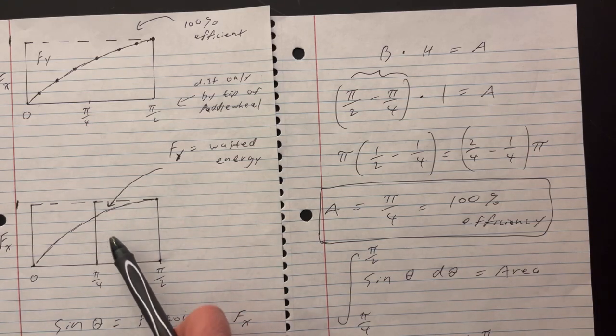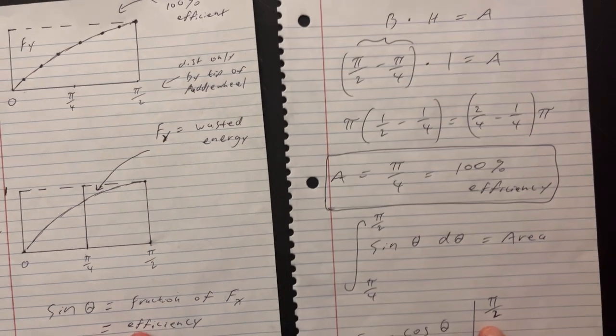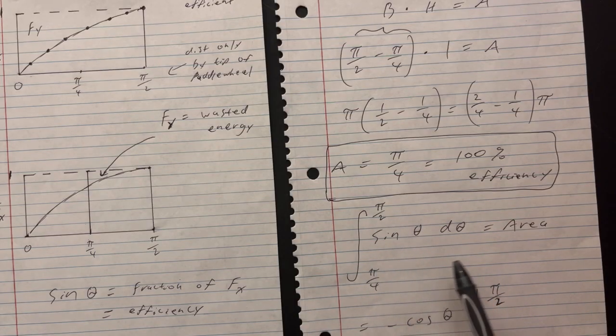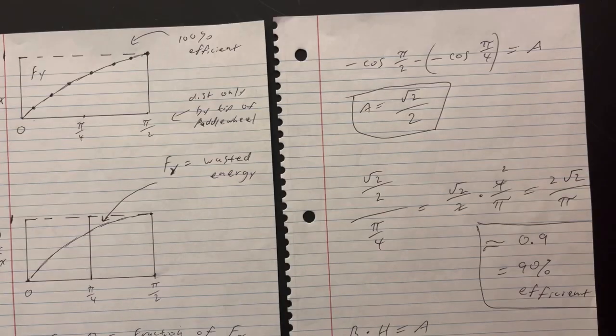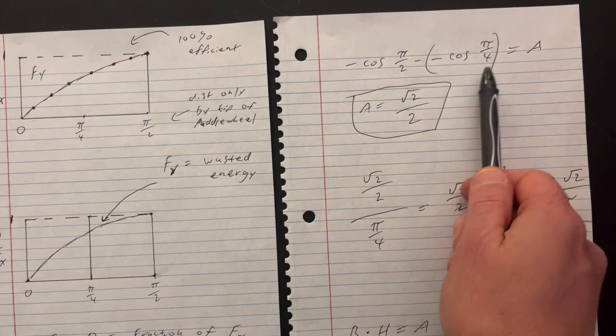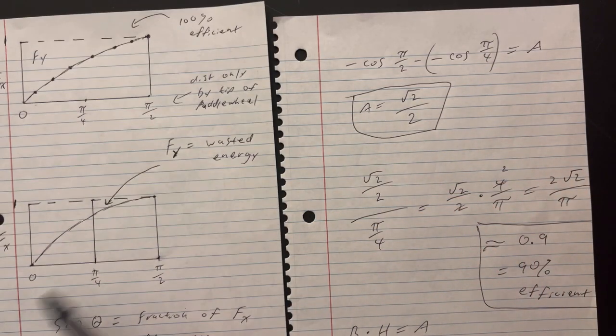Now let's look at the area underneath the curve here of the sine wave between pi over 4 and pi over 2. We take the integral of sine theta d theta, evaluated from pi over 4 to pi over 2, to get the area, and that equals negative cos theta from pi over 4 to pi over 2. Next page. Cos of pi over 2 is 0, so we get 0 minus negative cos of pi over 4. That'll be root 2 over 2 as our answer. That is the area underneath the sine wave: root 2 over 2 between pi over 4 and pi over 2.